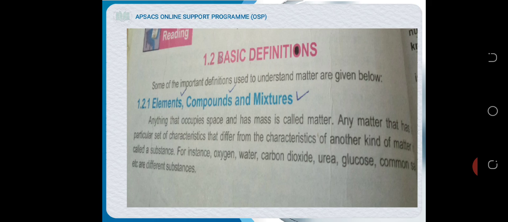Matter can be of different types, with different sets of characteristics, and they can differ from one another in kind. Such types of matter are called substances. For example, water has its own characteristics, and oxygen has its own different characteristics. The characteristics of water are totally different from those of carbon dioxide, urea, glucose, common salt, etc. We can see different kinds of substances around us in our daily life.